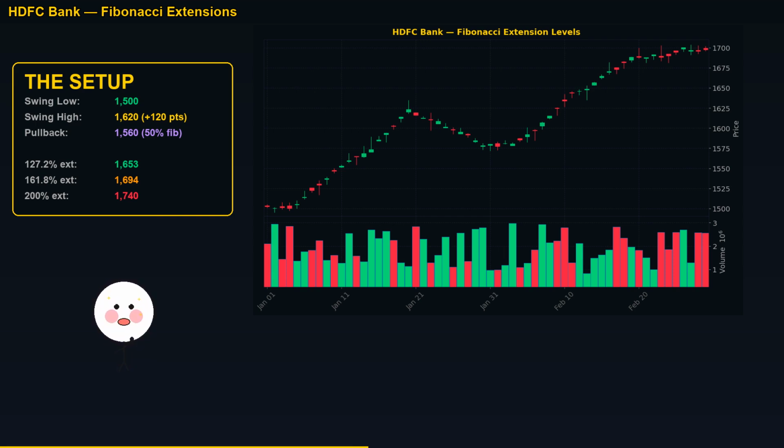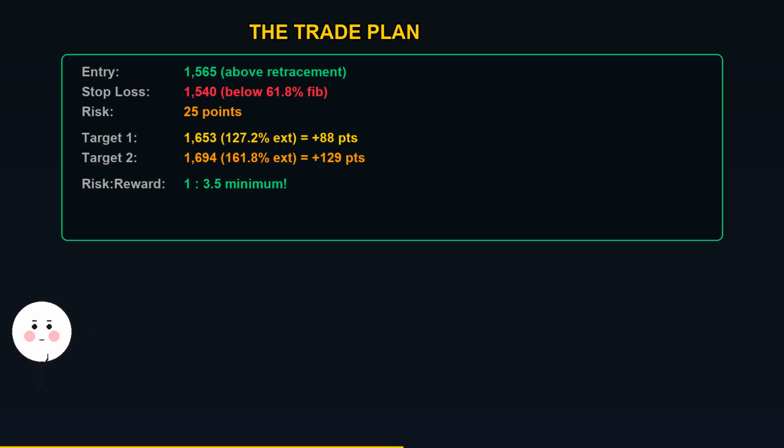The 127.2% extension is 1653. The 161.8% extension is 1694. The 200% extension is 1740. 3 clear profit targets. Rahul enters at 1565, just above the retracement level. Stop loss at 1540, below the 61.8% retracement. If it breaks that level, the pullback has become a reversal.